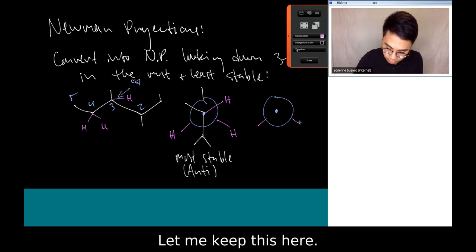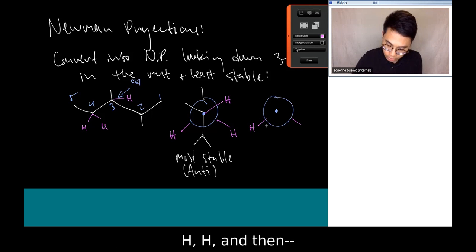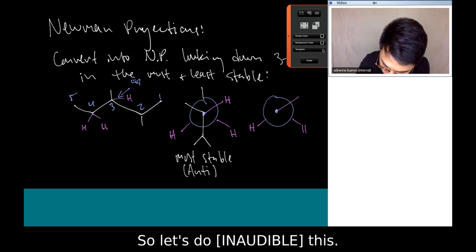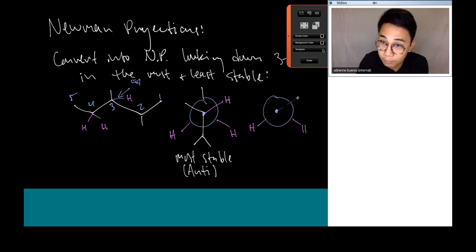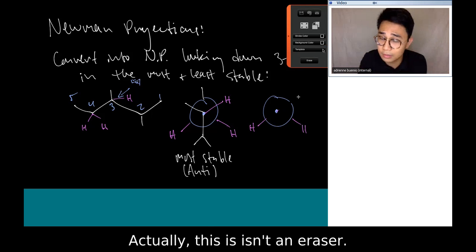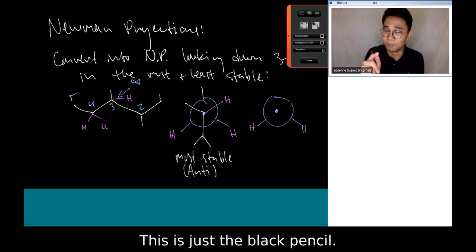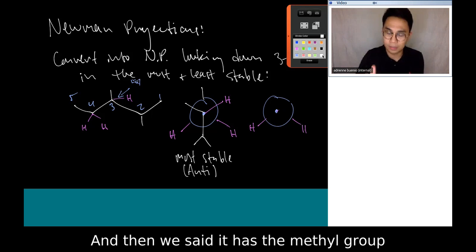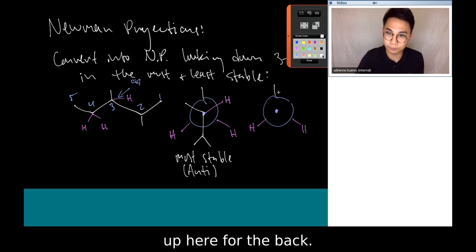Let me keep these here. H, and then, oops, no, wrong one. So let's cover this up. Thank God for this black one. Honestly, this isn't an eraser. This is just the black pencil. So, okay. And then we said it has the methyl group up here for the back.